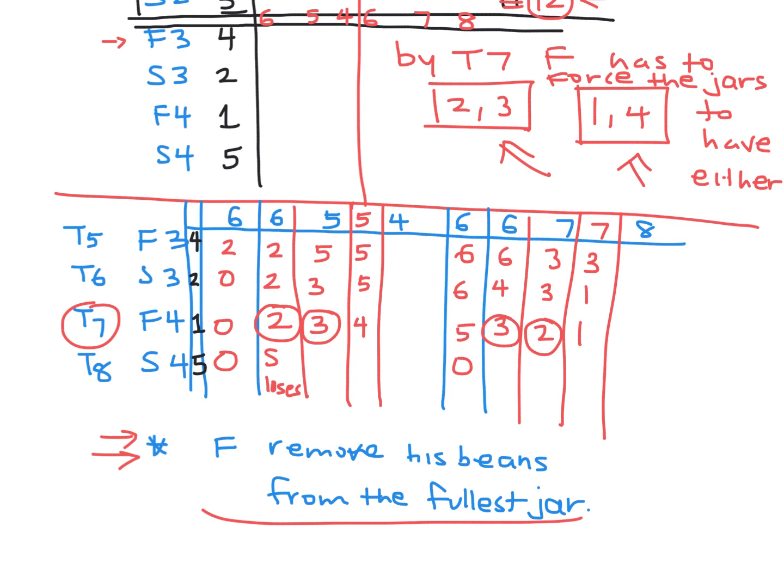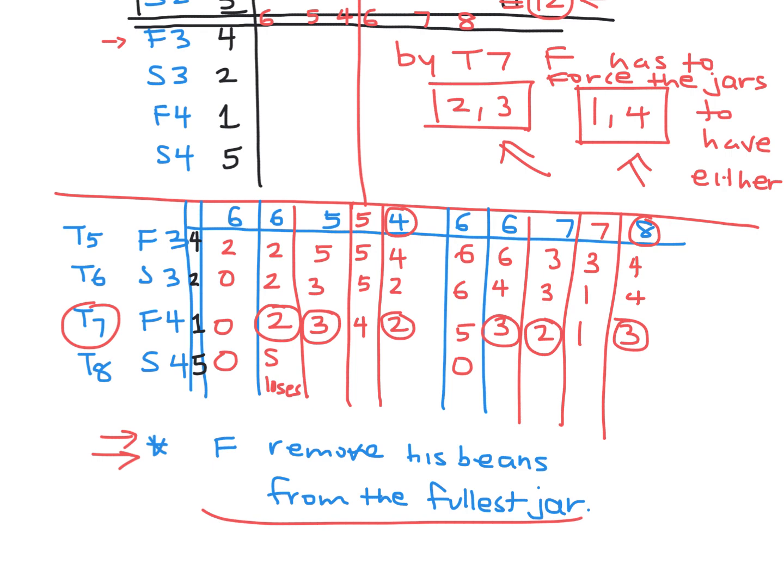Let's try 4. This 4 and 8, and let's see if the jars are at 4 and 8, if they can be forced into either a 2-3 or a 1-4. Okay, so Frank is going to remove from this guy. Sarah could remove from either one, so let's try this one first. Then Frank's going to remove from here. And there you go. You got a 2-3 scenario.